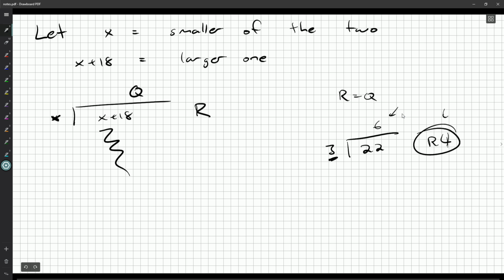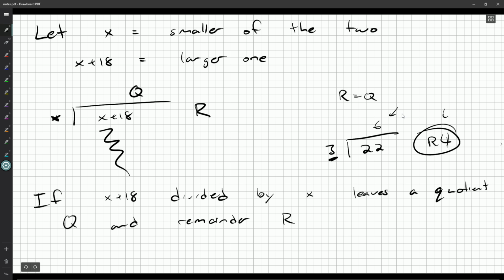Okay? So another thing we can do, we can rearrange. So you can say something like, if x plus 18 divided by x leaves a quotient q and remainder r, then we can rearrange this into a nice, neat expression. qx plus r should be x plus 18, and we should also note that r is between 0 and x, and it can't actually equal x, otherwise you'd be able to get another number out.